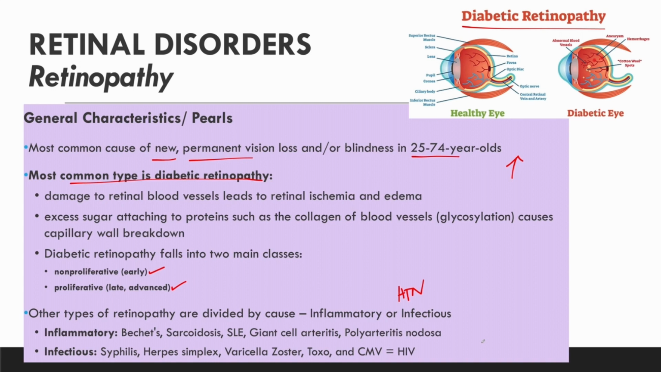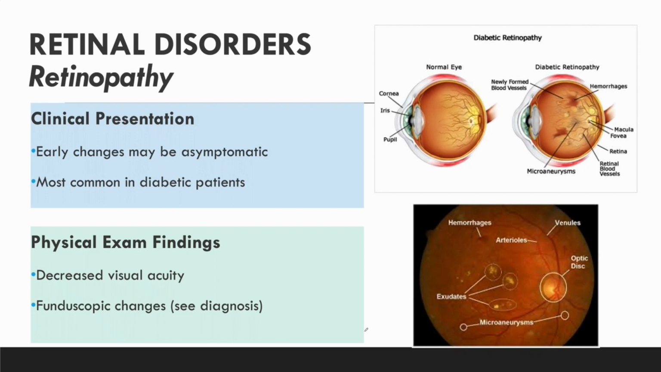Right, so how do these present? Well, in most cases, and why so much damage can take place before we do anything about it, is that in early cases it is asymptomatic. So they don't really have much change in their vision, but there are visible changes within the retina that we should be screening for.